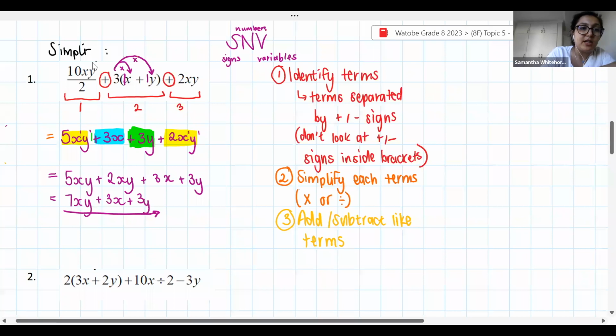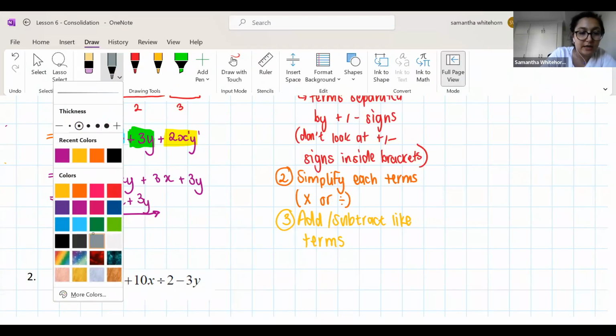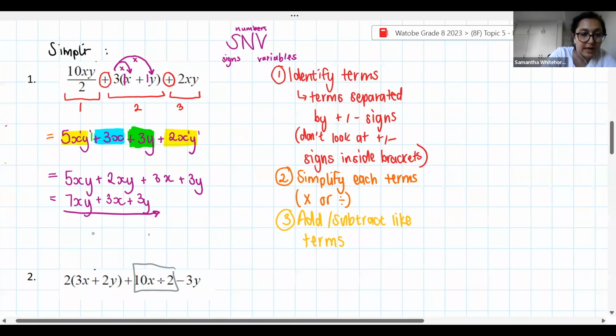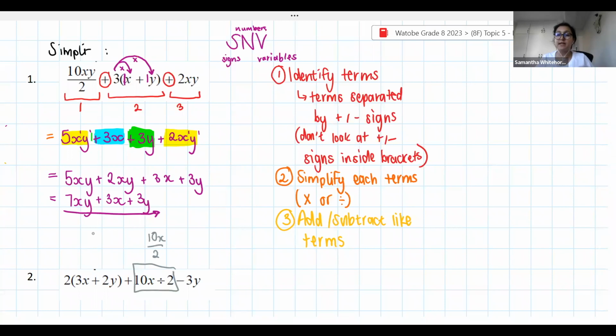Now, very quickly, if you would prefer to write this term as 10x over 2, so if you would prefer to write it as a fraction, that is absolutely fine. You're more than welcome to do that. Just remember, we need to identify our terms and essentially allow ourselves to apply our correct order of work. But I want you to try, even if you don't get all the way to the final answer, give it a try. So identify your terms, simplify each of the terms that can be simplified, and then add and subtract your like terms. Remember, answers in the chat.